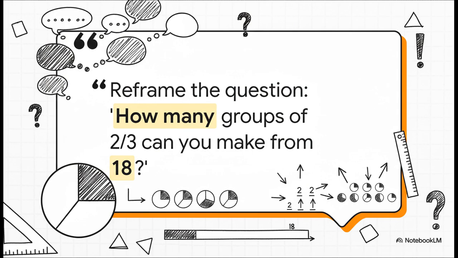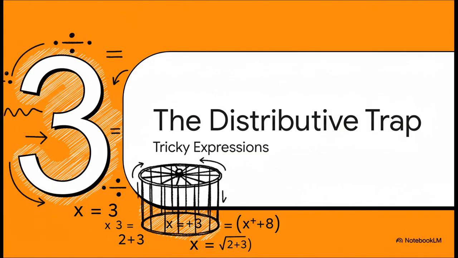If we can teach them to reframe the problem in their heads, to actually ask themselves, how many groups of 2/3 can I make from 18, suddenly it clicks. The need for division becomes totally obvious. And you know what? This exact same pattern, it's not just a division thing.